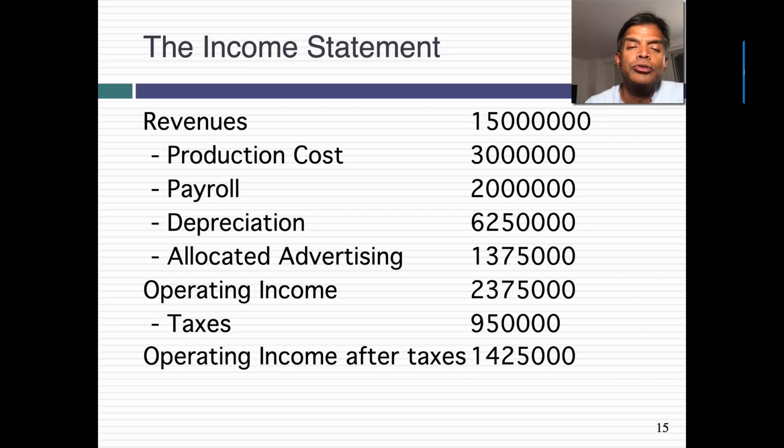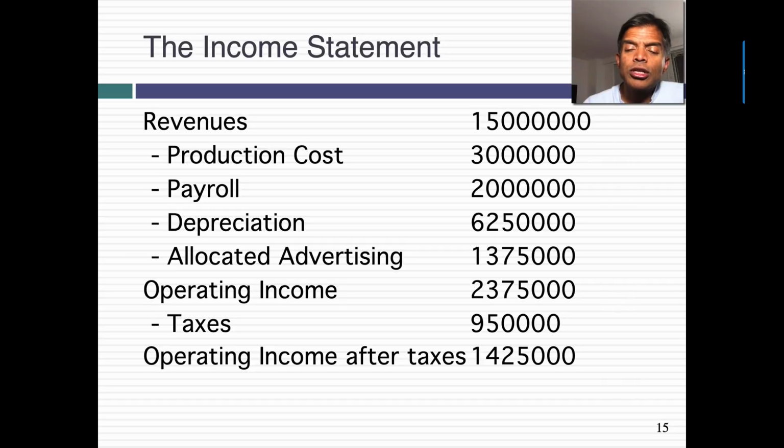So let's see the first way in which we can compute cash flows. Let's start by doing the income statement, and this is a conventional income statement. Your total revenues are number of CDs times the CD price, $15 million. Your production cost is $3 million. Your payroll is $2 million.